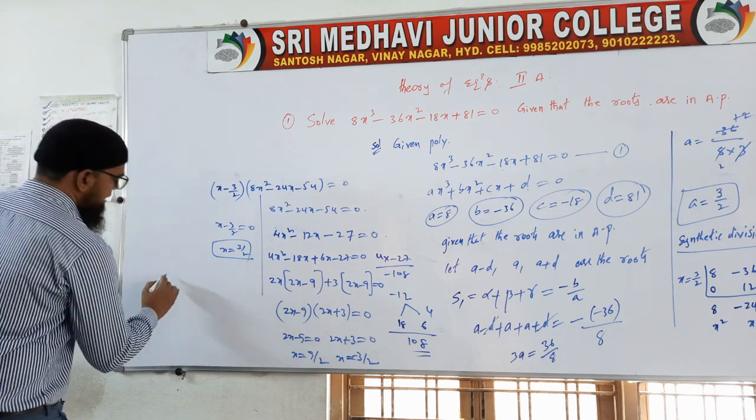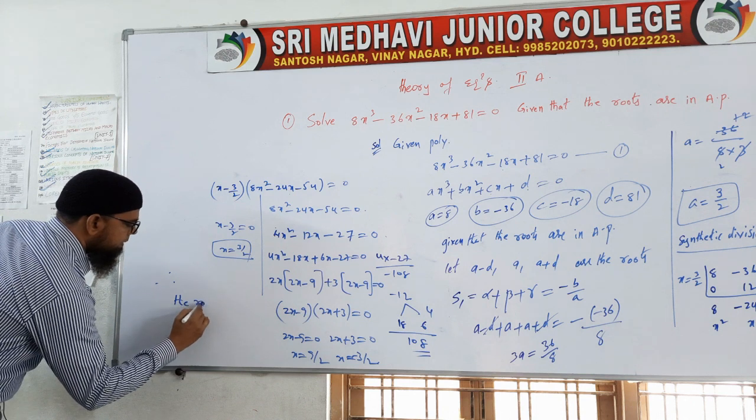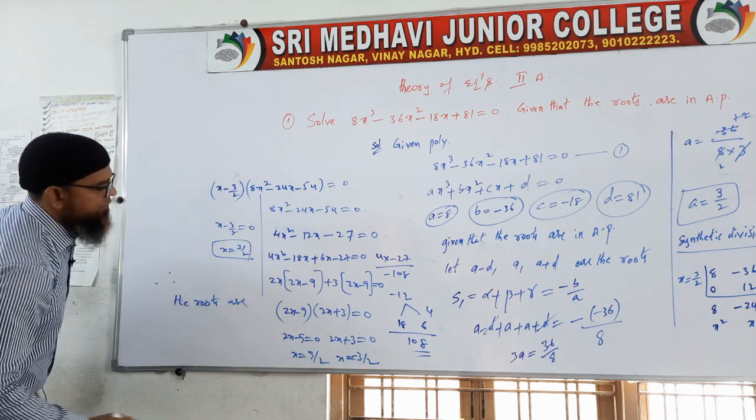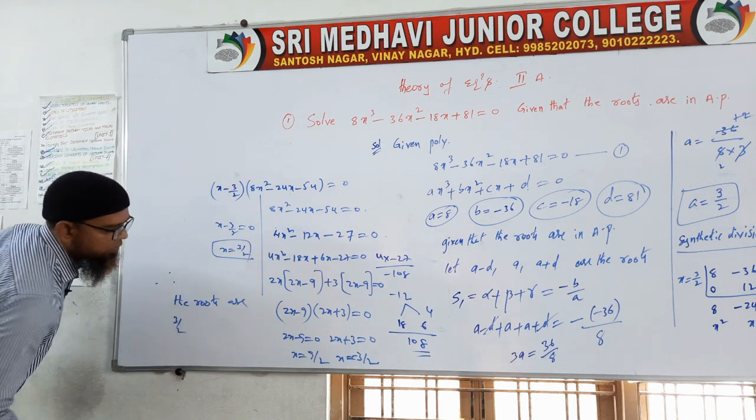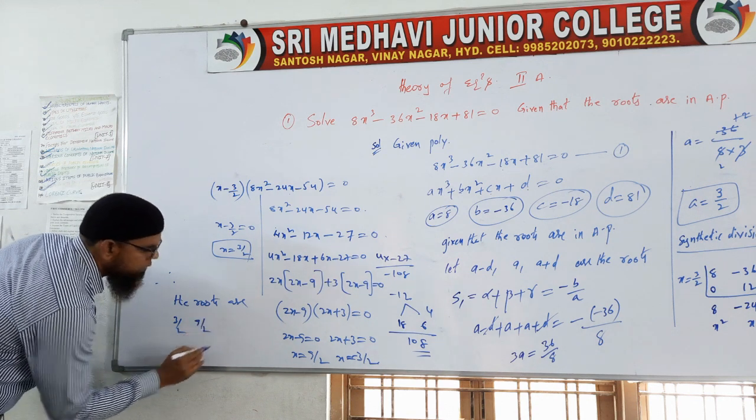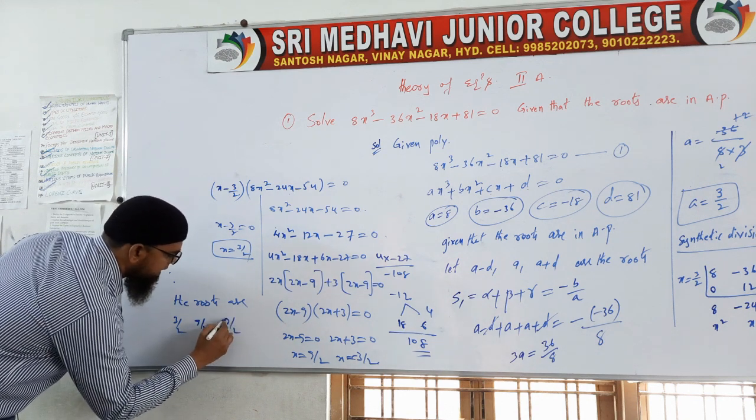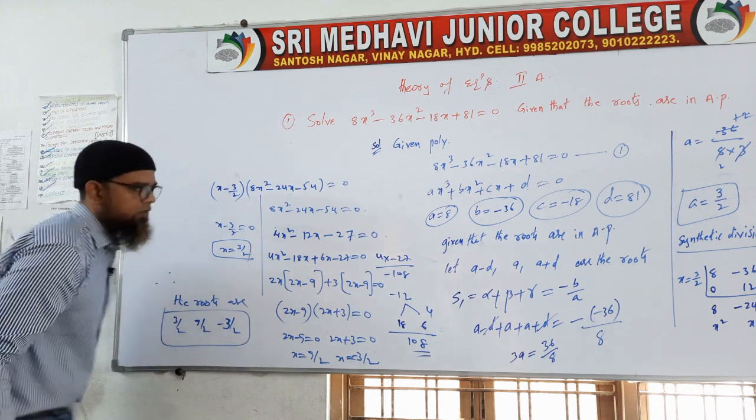Therefore, the roots are, what is the first root here actually? 3 by 2. The second root is what? 9 by 2. The next root is what? Minus 3 by 2. These are the roots.